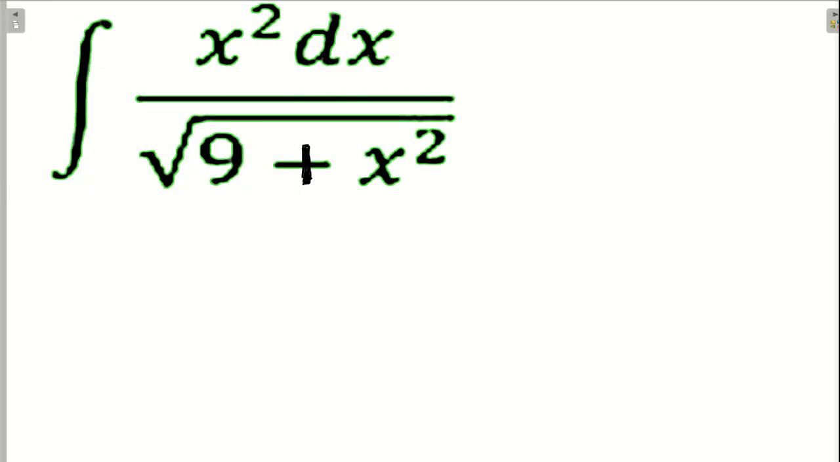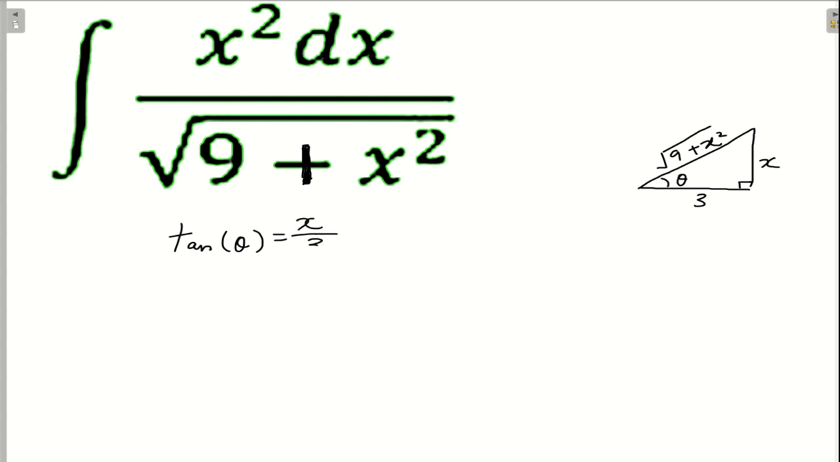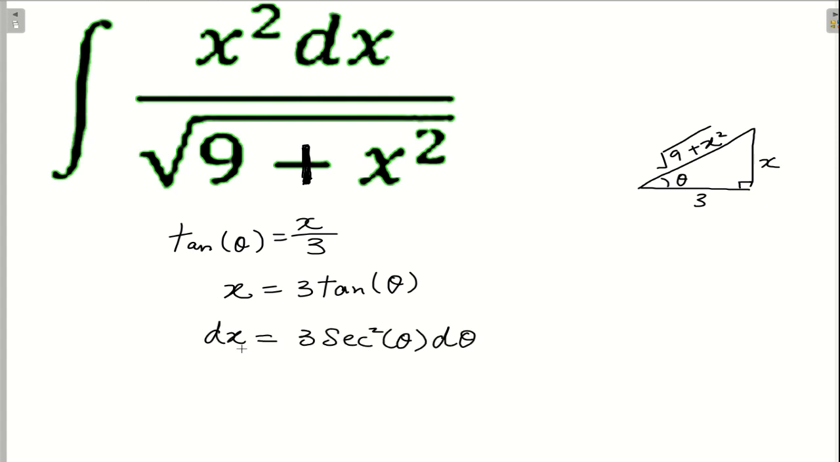In the next example, we are trying to integrate x squared over the square root of 9 plus x squared, and we draw a right angle triangle. And the longest side must be the square root of 9 plus x squared. The two sides must be 3 and x. This angle is theta, so that we have tangent theta equal to x over 3. And then x is equal to 3 tangent theta, and dx is equal to 3 secant squared theta d theta.